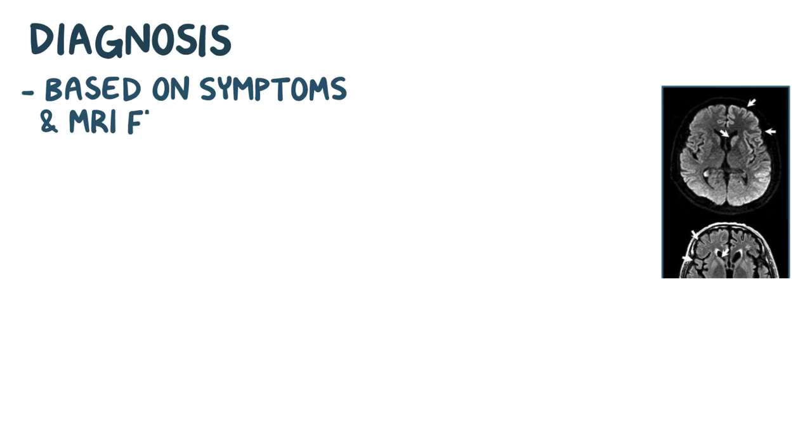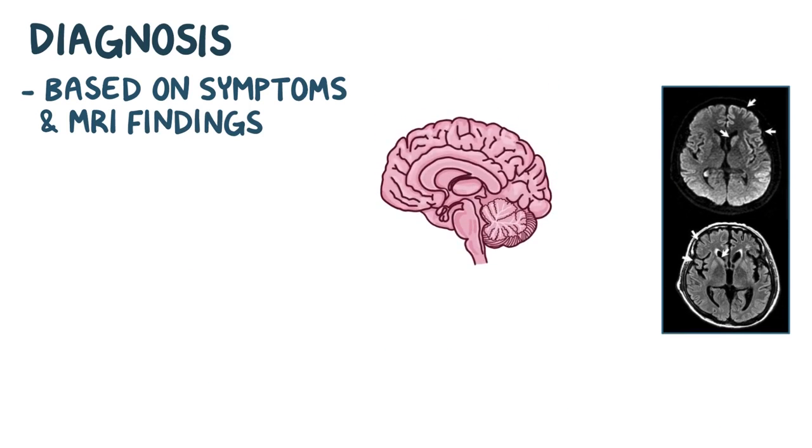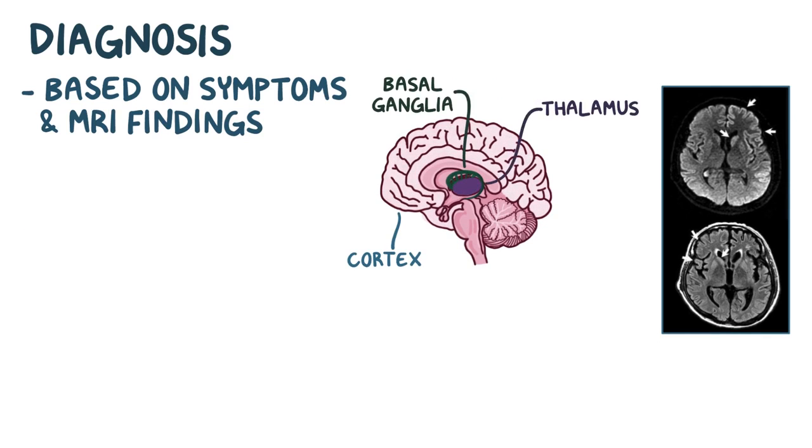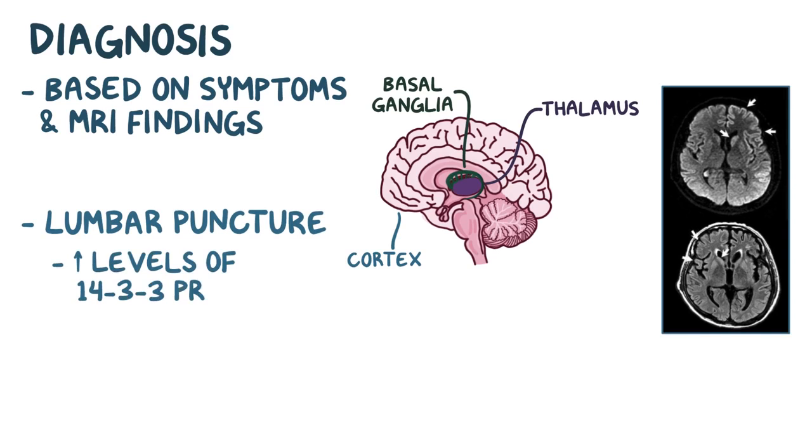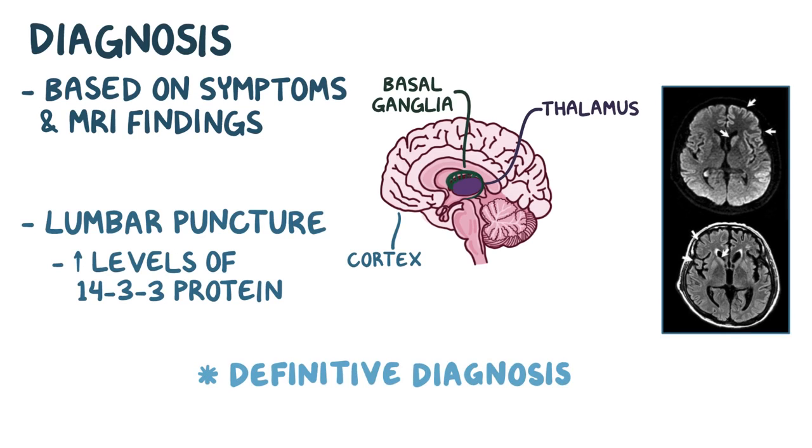Spongiform encephalopathy is diagnosed based on symptoms and MRI findings, which include lesions in the cortex, basal ganglia, and thalamus. A lumbar puncture can also be done to get cerebrospinal fluid, which might show elevated levels of 14-3-3 protein, which is a sign of significant neuronal destruction. Ultimately, the definitive diagnosis of spongiform encephalopathy is done with a brain biopsy, which is typically done after a person dies.